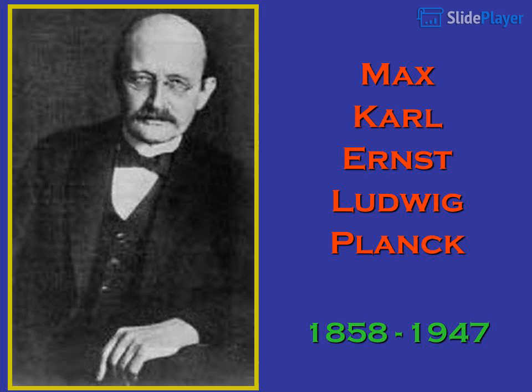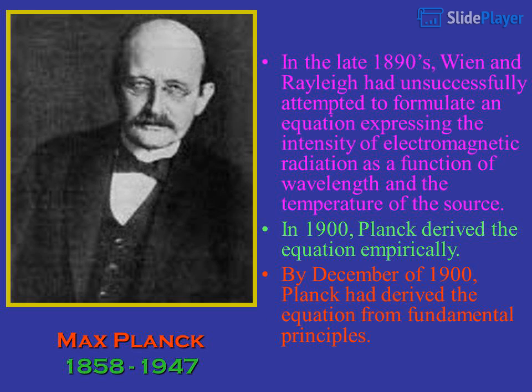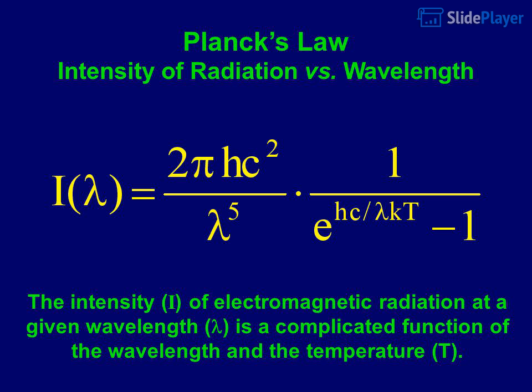Max Carl Ernst Ludwig Planck, 1858–1947. In the late 1890s, Wien and Rayleigh had unsuccessfully attempted to formulate an equation expressing the intensity of electromagnetic radiation as a function of wavelength and the temperature of the source. In 1900, Planck derived the equation empirically. By December of 1900, Planck had derived the equation from fundamental principles. Planck's law: intensity of radiation versus wavelength.